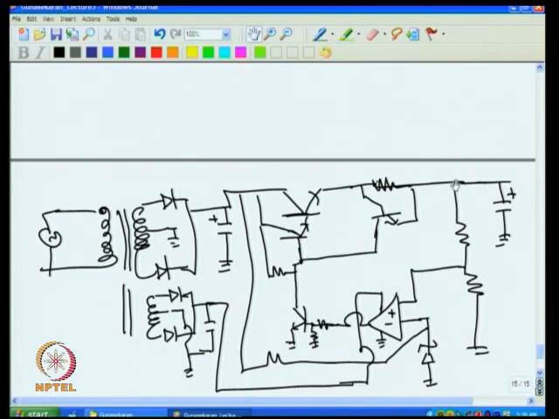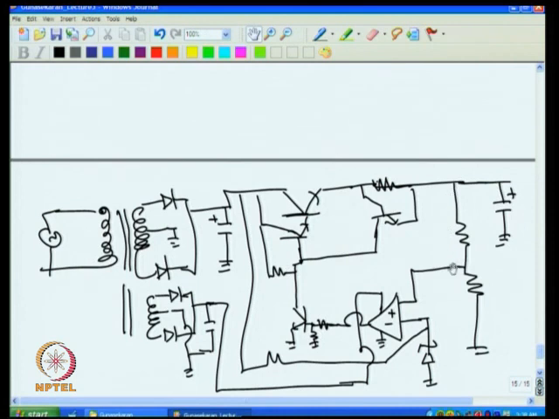Of course, if the voltage goes high, then this goes high, then this will go high, and then the current will flow more, and this current also will flow more. So more current flowing here will reduce the voltage at this point. That is how it regulates.